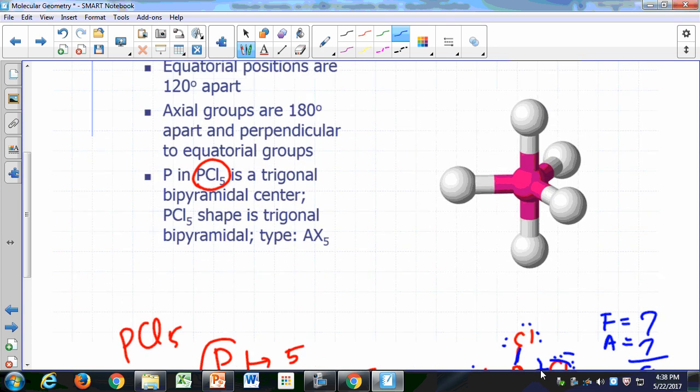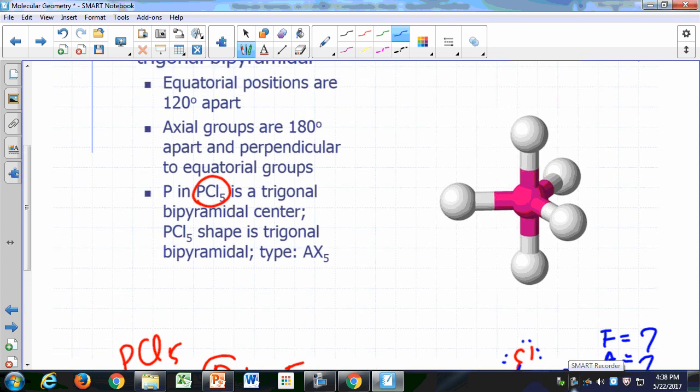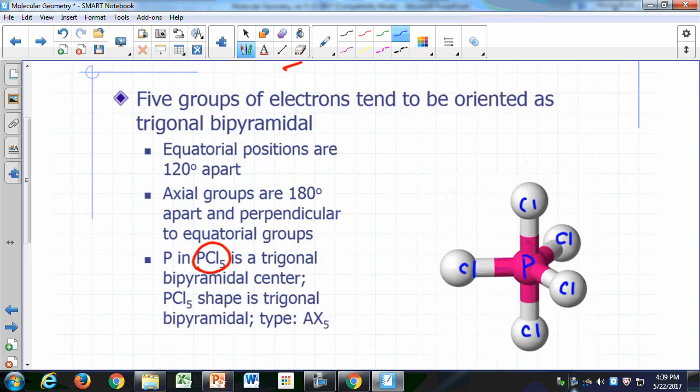So this is what the molecule would look like. Your phosphorus is going to be right here in the middle. You have chlorine, chlorine, chlorine, chlorine, chlorine. That's how the chlorines would be arranged. This arrangement is called a trigonal bipyramidal arrangement. Trigonal because of the triangle, and bipyramidal.